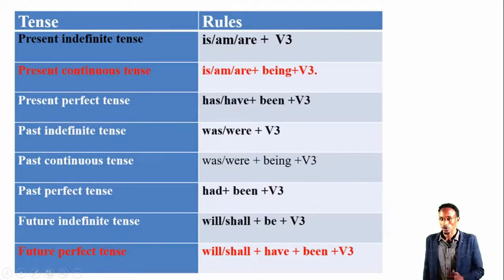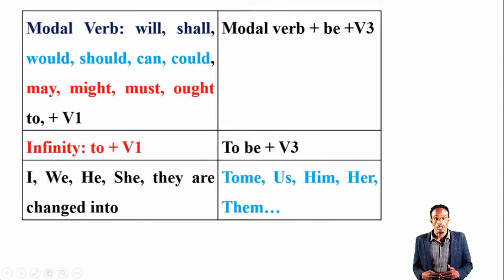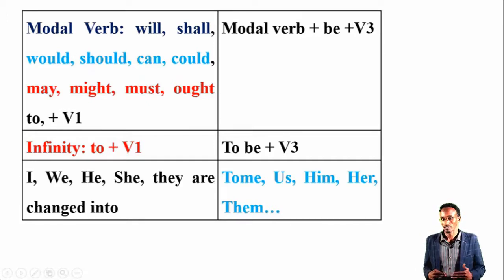Sidoo kale formka ama qaabka ama structure-ka u gaarka ayay wada leeyeen. So when we came to the modal verbs, waxay noqonayaan modal verb lagu daray be plus V3. Iyagu waxay qaataan mar walba be, bay qaadanayaan modal verbs wa marka ay plus V1 ka qaadanaya. So indefinite: to plus V1, and the to plus V3.